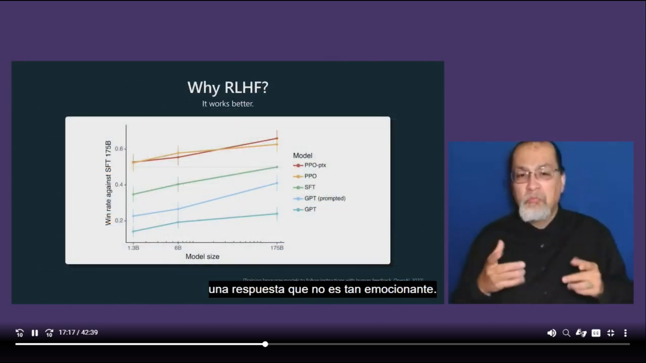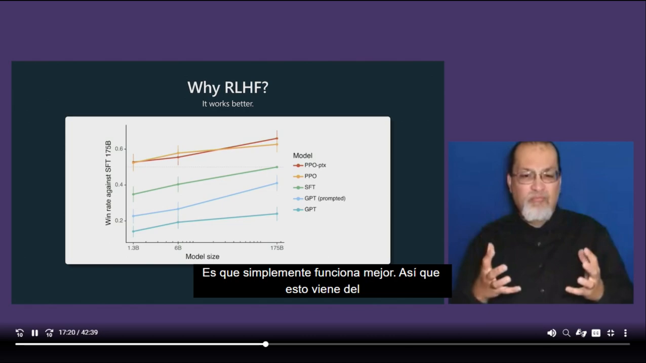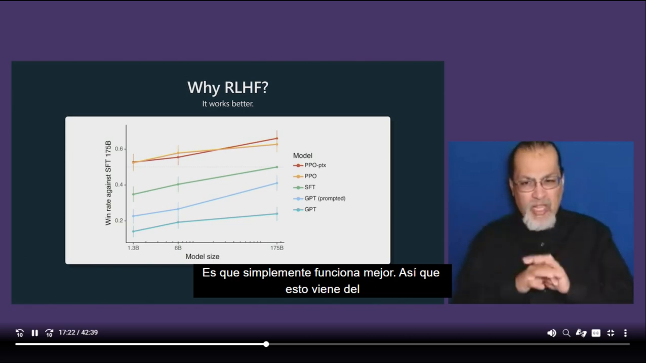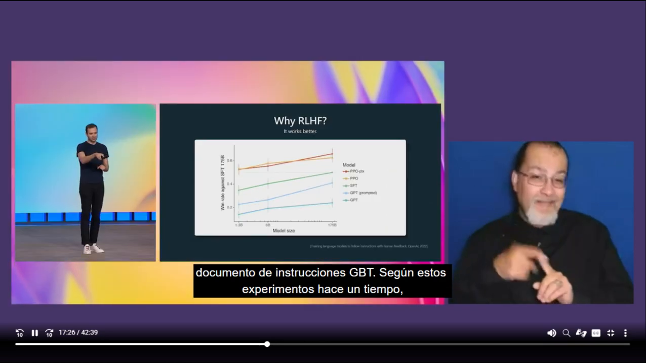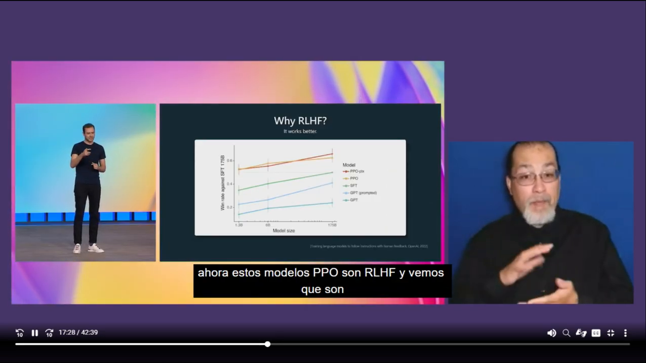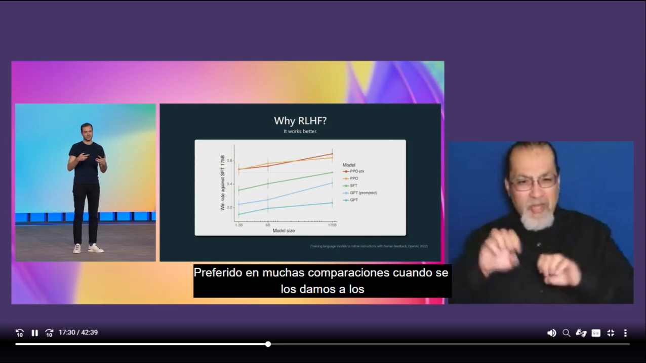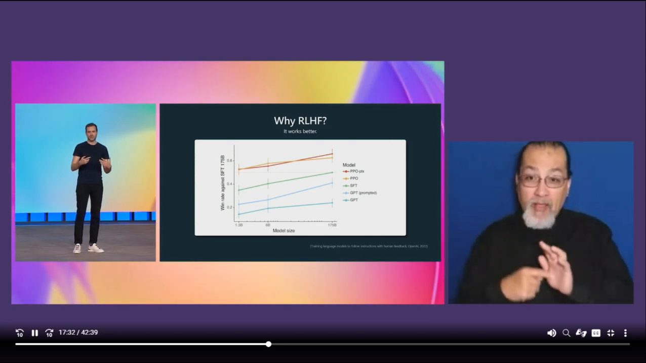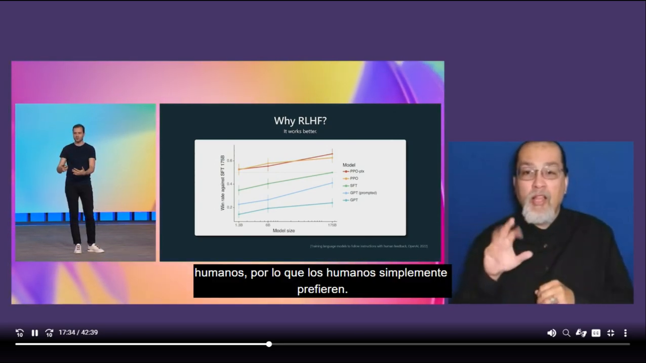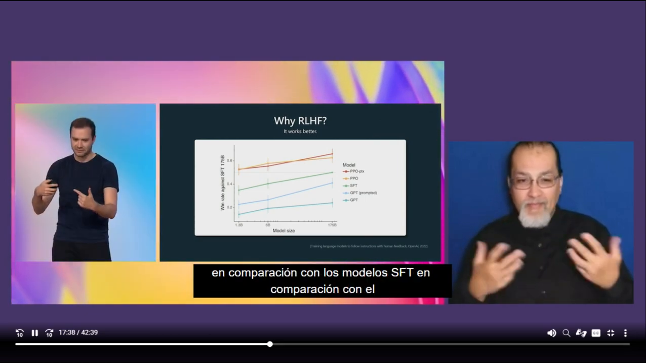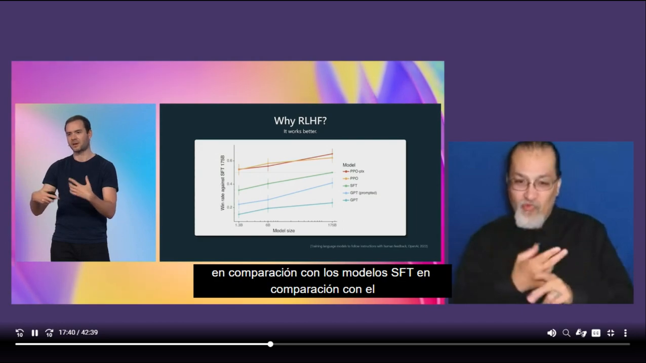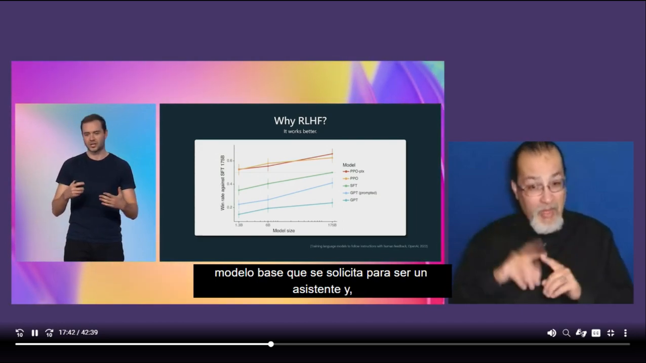One answer that is kind of not that exciting is that it just works better. This comes from the InstructGPT paper. According to these experiments a while ago now, these PPO models are RLHF, and we see that they are basically just preferred in a lot of comparisons when we give them to humans. So humans just prefer tokens that come from RLHF models compared to SFT models, compared to a base model that is prompted to be an assistant. And so it just works better.